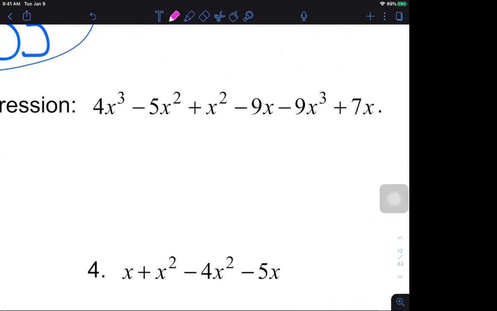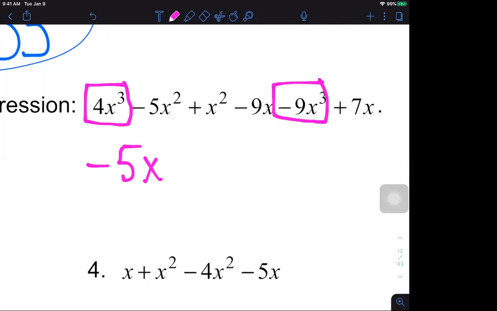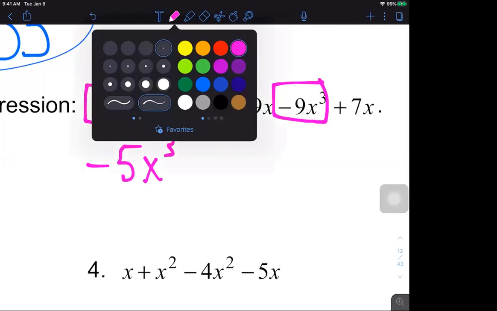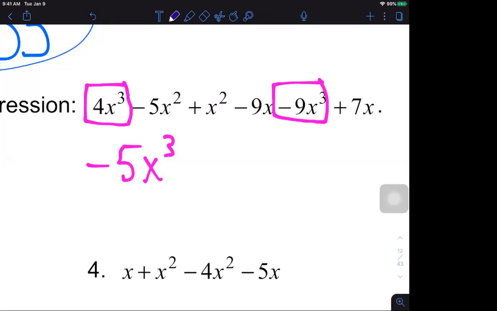4 and -9. We have 4x cubed, and we also have -9x cubed. If we combine those, 4 minus 9 will give us -5x to the third power. Our next highest one would be, we're looking for squares.